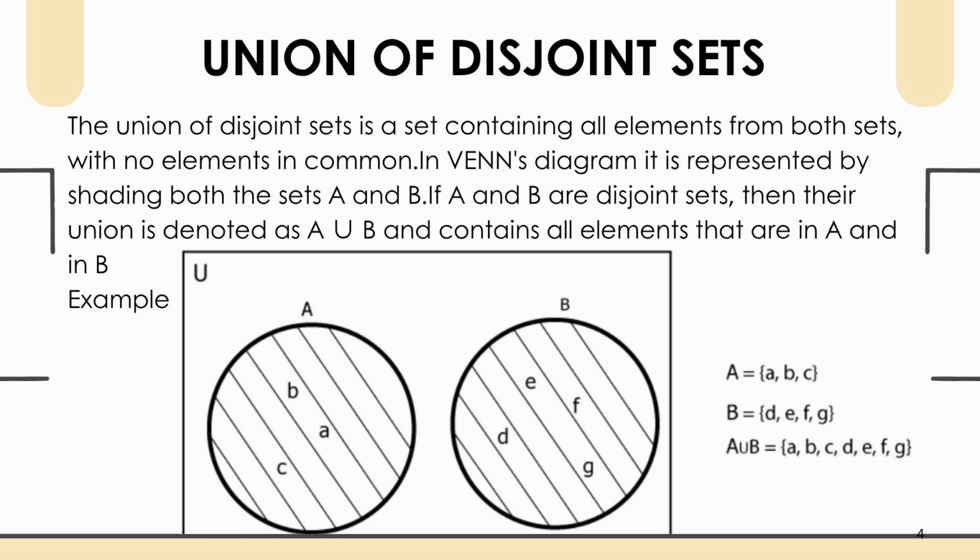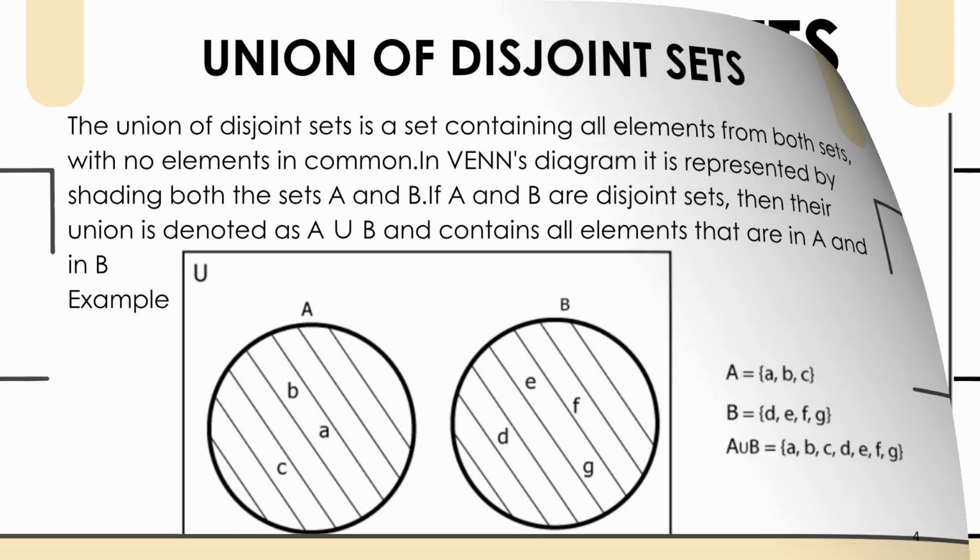Here is an example in which set A contains the elements A, B and C, and set B contains the elements B, D, E, F and G. These both are disjoint sets. In the Venn diagram, their union is shown by the shaded region. Both sets A and B will be shaded in this case.